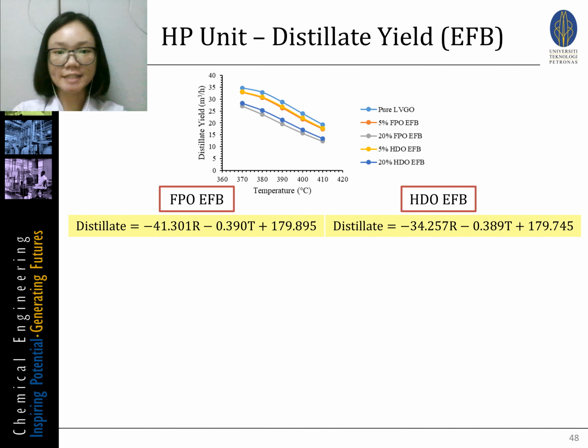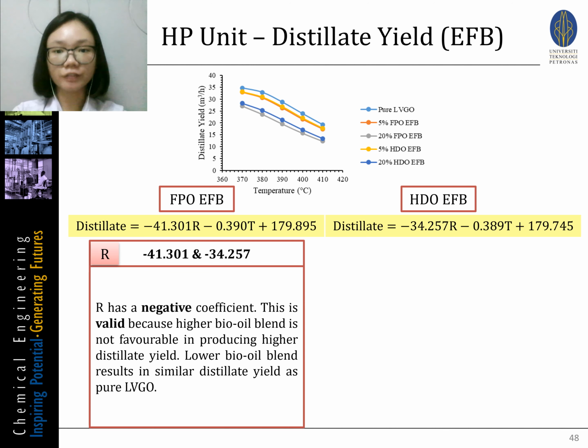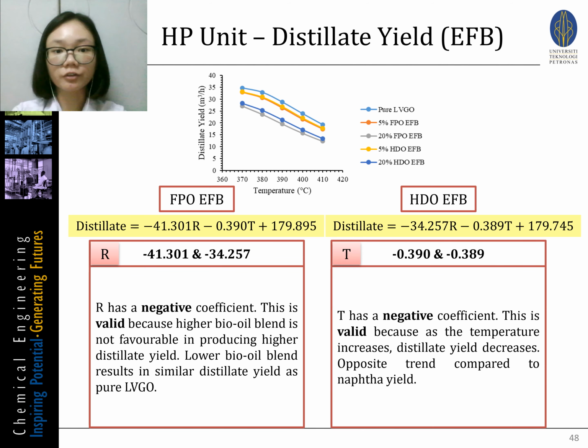Looking into the process analysis, R has a negative coefficient, and it is valid since a higher bulk oil blend is not favorable in producing higher distillate yield. While the T variable also has a negative coefficient, and it is valid because distillate yield decreases at higher temperature, an opposite trend compared to the naphtha yield.